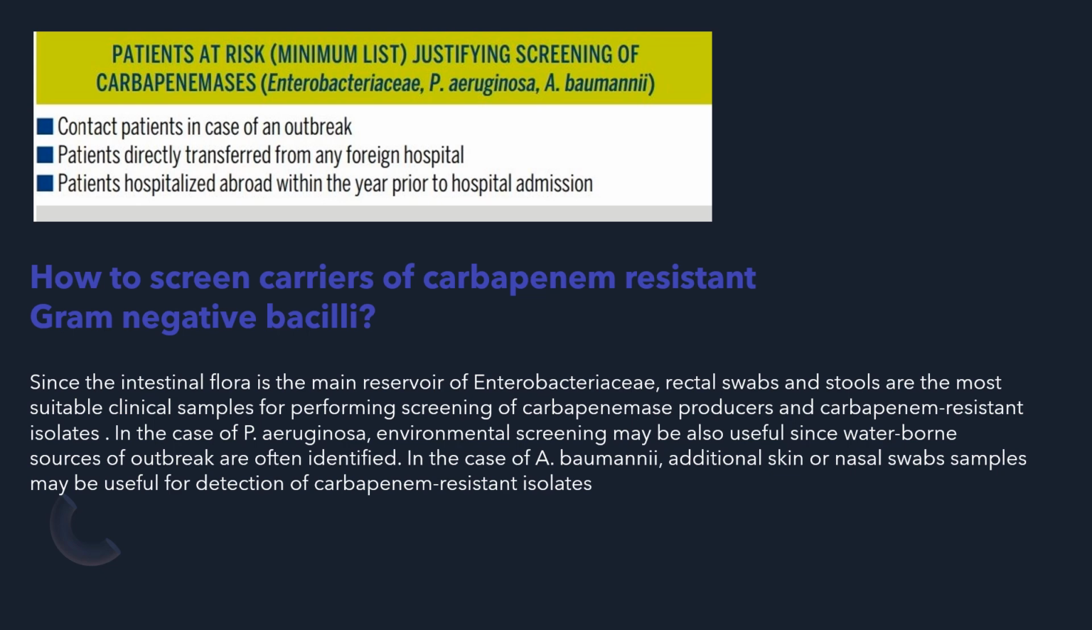How to screen these carriers of carbapenem-resistant gram-negative bacilli? Since the intestinal flora is the main reservoir, rectal swabs and stools are the most commonly used clinical samples for screening of carbapenemase producers and carbapenem-resistant isolates. In the case of Pseudomonas, environmental screening may be useful since waterborne outbreaks have been identified because of carbapenemase-producing Pseudomonas. In case of Acinetobacter, skin or nasal swab samples may be used for detection of carbapenem-resistant isolates.